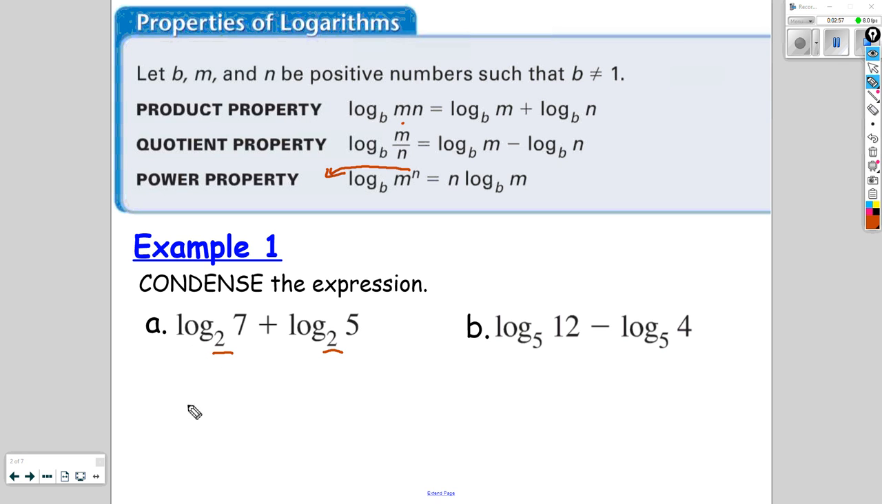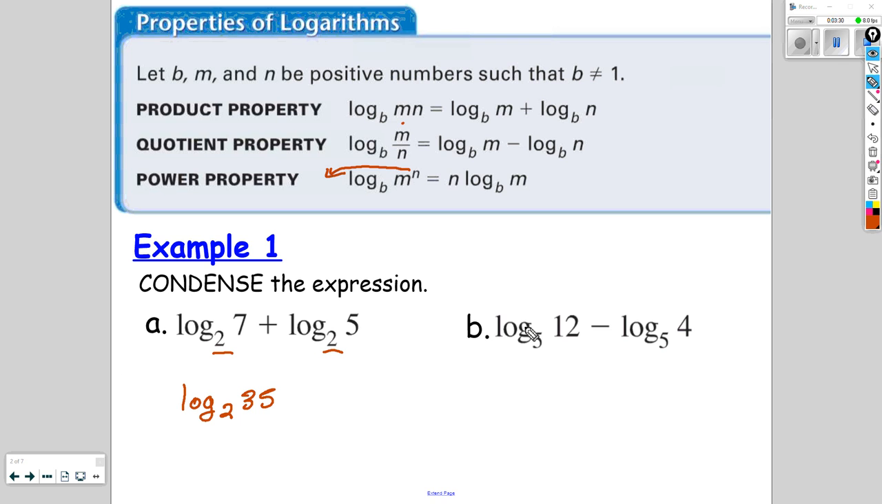All right, so since the bases are the same for these logarithms, we keep the same base. Just like with our exponent rules. Remember, logarithms are like exponents. So we keep the same base. And now, since it's saying plus, that indicates the product property. So that would be 7 times 5, which would be 35. So that's just log base 2 of 35. All right, and of course, we could find what that value actually is, but that's not what the question is asking. We're just trying to use these properties to condense the expression.